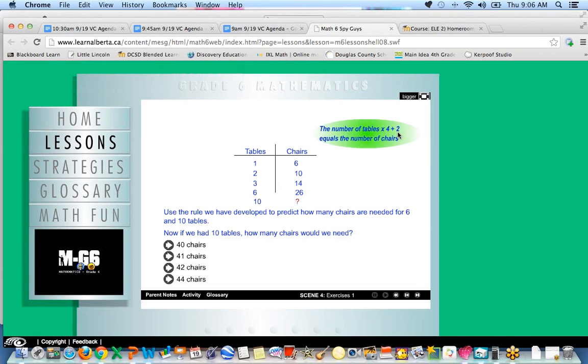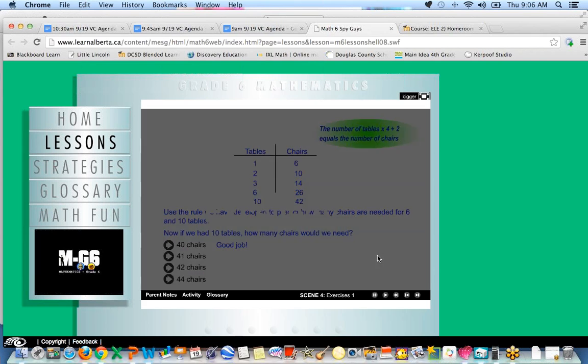You forgot to add that 2 on the end, Tyler. It's okay. All right, now if we have 10 tables, how many chairs would we need? So number of tables times 4 plus 2. Perfect, Clara. That's right. So 42. Good job. All right, so that was a somewhat easy pattern.